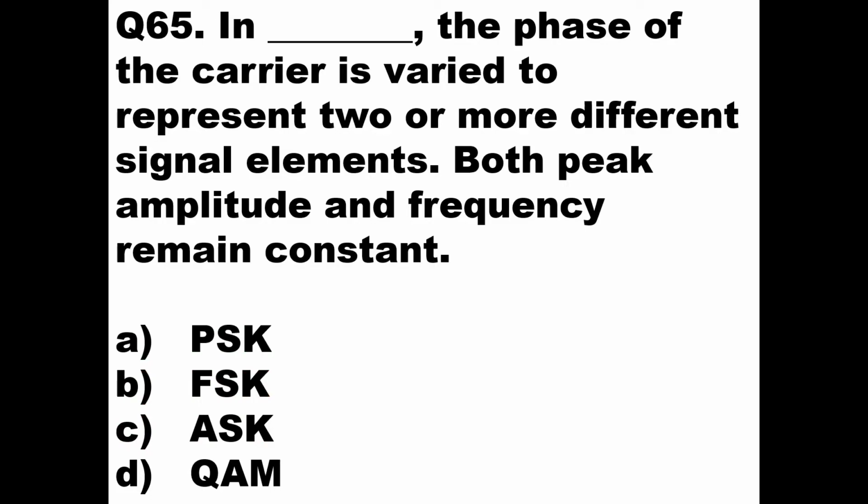Then we'll go to the next question, question number 65. In dash, the phase of the carrier is varied to represent two or more different signal elements. Both amplitude and frequency remain constant. If you are varying the phase of the carrier and keeping the frequency and amplitude constant, then it is phase shift keying, PSK. So here the answer will be A, PSK.